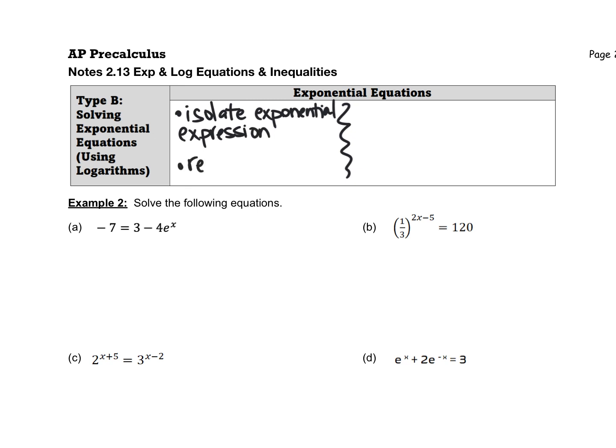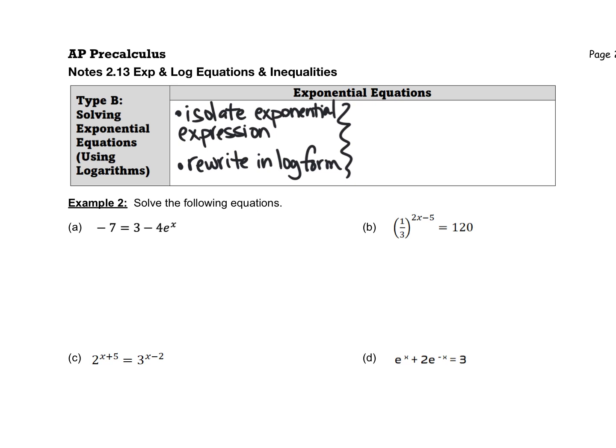And then rewrite it in log form. So isolate the exponential expression, rewrite it in log form. Sometimes you're just not going to be able to do that.